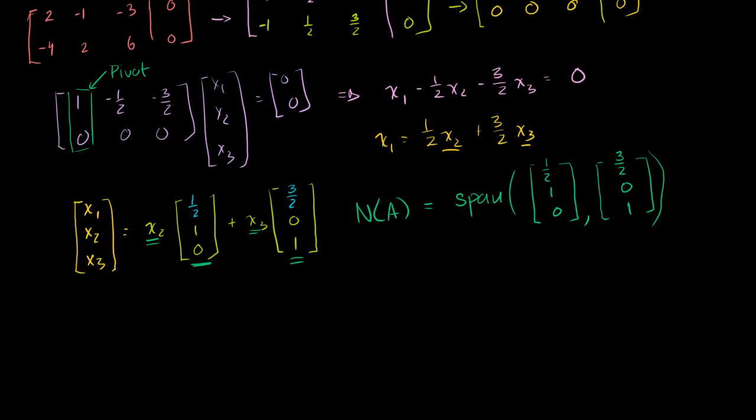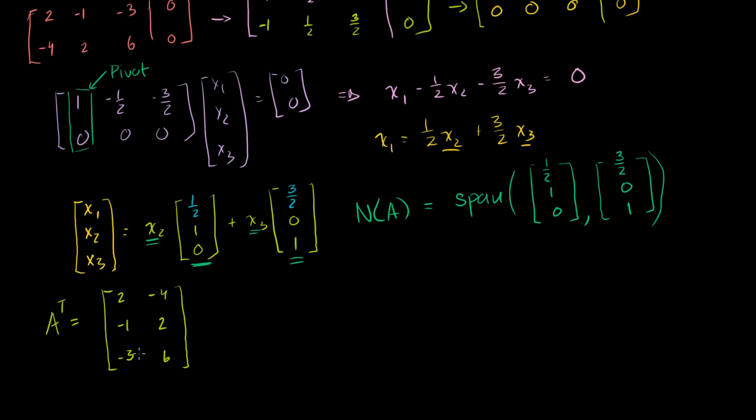So A transpose looks like this. A transpose is equal to the matrix whose first column is 2, minus 1, minus 3, and the second column is minus 4, 2, and 6. That is our transpose. So let's figure out the null space and the column space of our transpose. Let me put this in reduced row echelon form so we can get the null space of this guy.